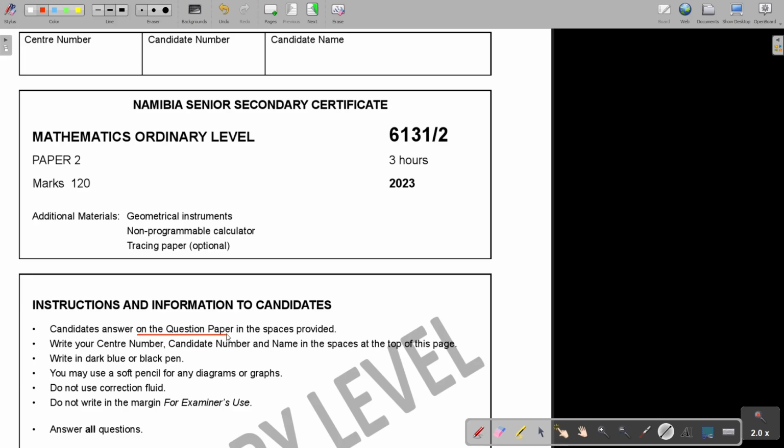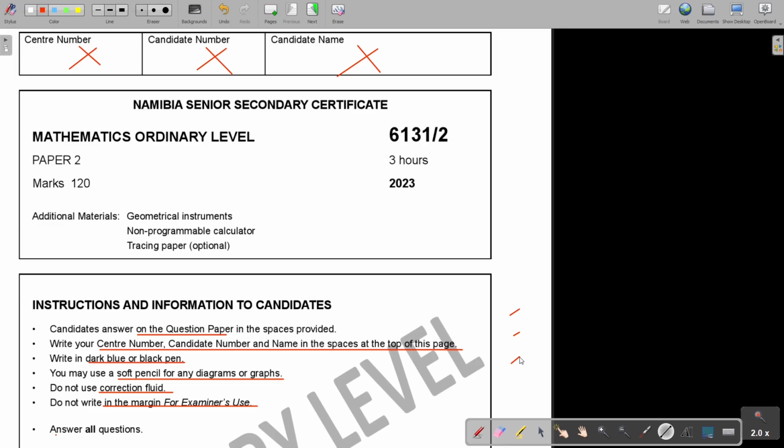In the spaces provided, write your center number, candidate number, and name in the spaces at the top of this page. So there fill in, there fill in. Okay. Write in dark blue or black pen, so not in a light blue pen. You may use a soft pencil for any diagrams or graphs. Do not use correction fluid, no Tipex. Do not write in the margins for the examination use. It's usually there, so don't write there.